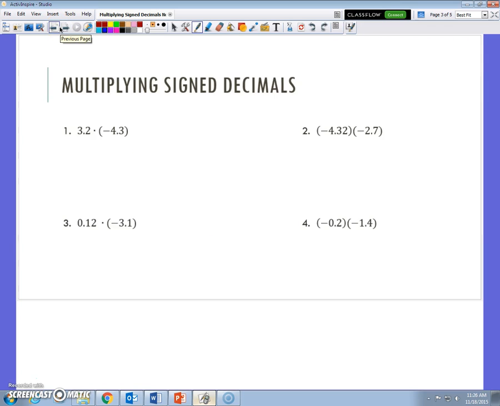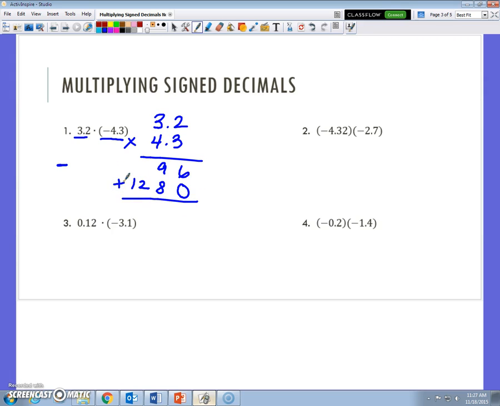So let's just start with some basic ones. 3.2 times negative 4.3. I have a positive number times a negative number, so my outcome is going to be negative. Before I do anything, I'm going to write that down so I don't forget. Now it's just a matter of multiplying. 3 times 2 is 6. 3 times 3 is 9. And this is the part where I see a lot of students forget: we need a little placeholder there for 0. 4 times 2 is 8. 4 times 3 is 12. And now we're going to add that up.